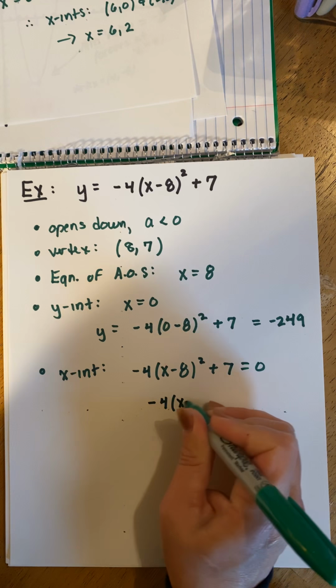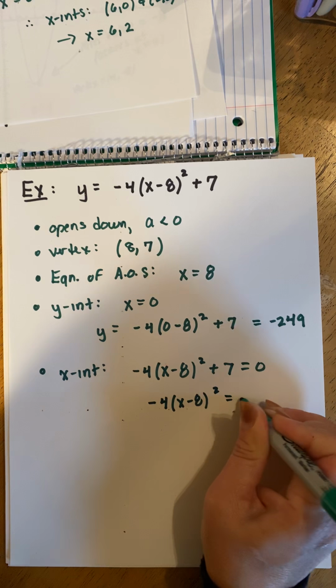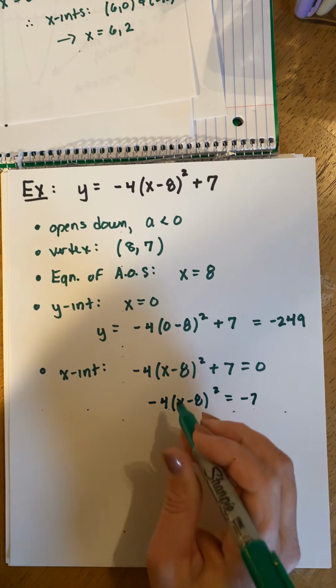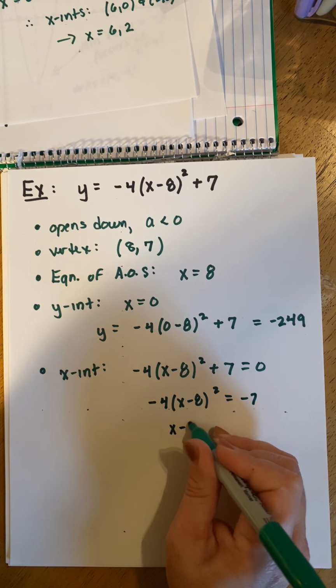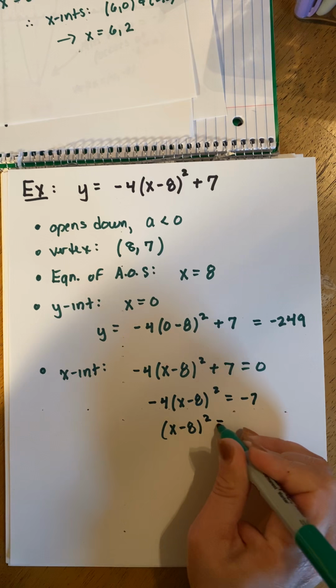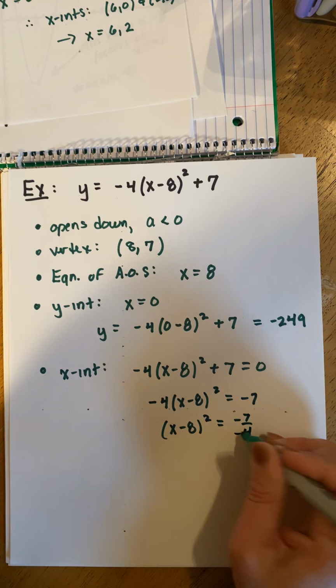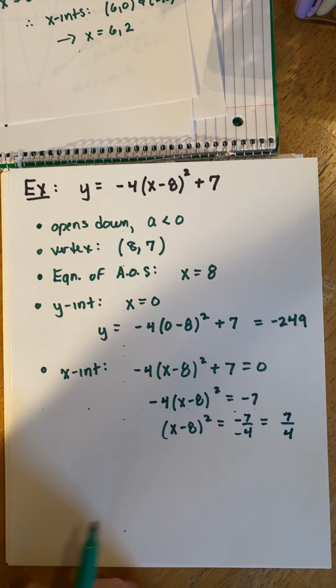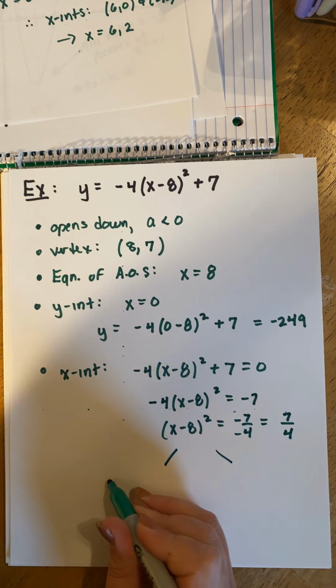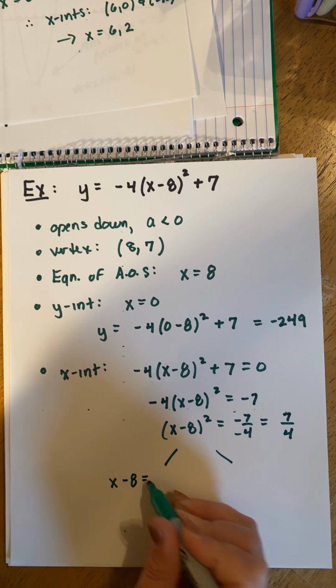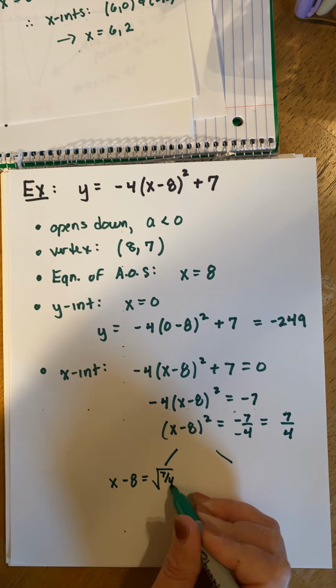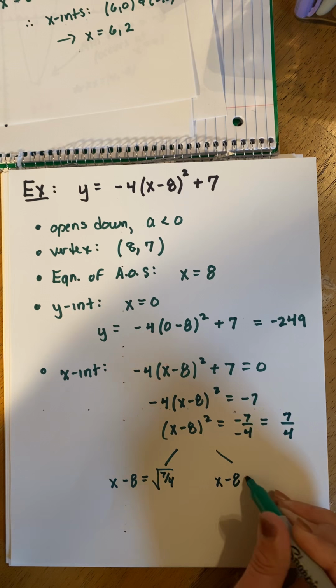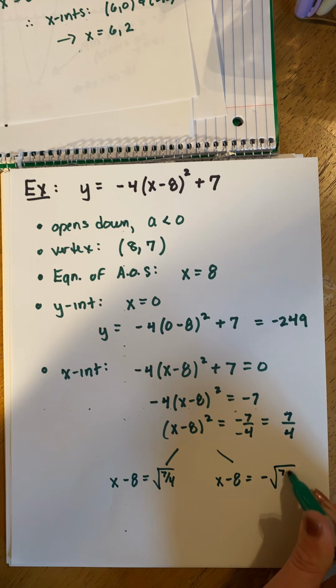We could just subtract 7 from both sides, and then we can divide out the -4, and get (x minus 8)² equals -7/-4, which is +7/4. And now the square root property says that x minus 8 is equal to the square root of 7/4, or x minus 8 is equal to the opposite of the square root of 7/4.